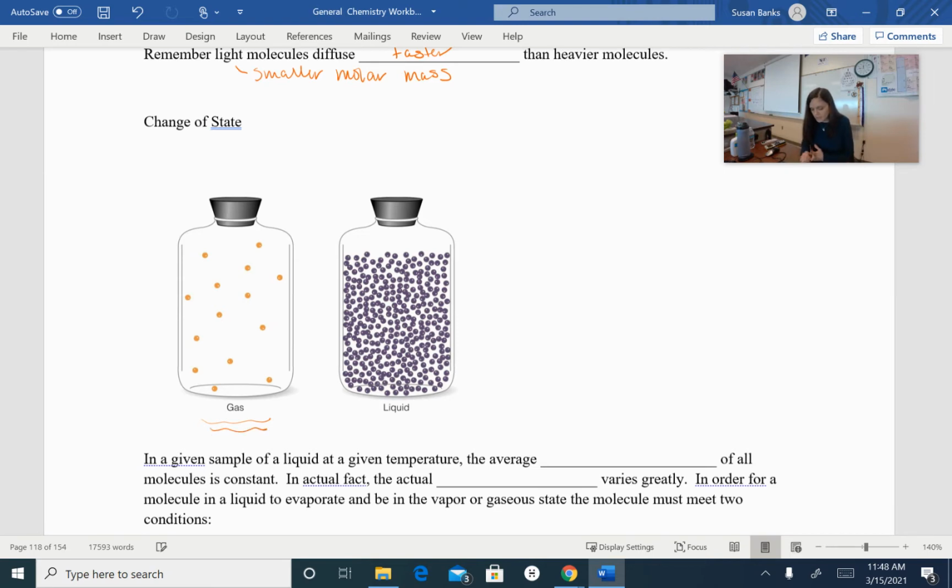Diagram of what a gas would look like and what a liquid would look like. Now look at the molecules in the gas. Lots of space in between them. The gas takes up pretty much the whole volume of the container. The liquid, notice it does not take up the whole volume of the container, and there's very little space in between the molecules.